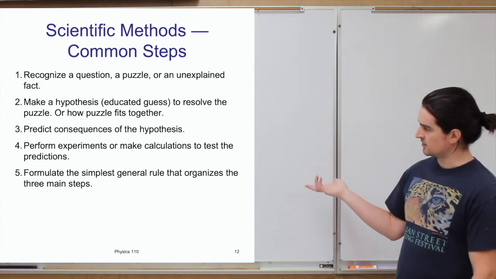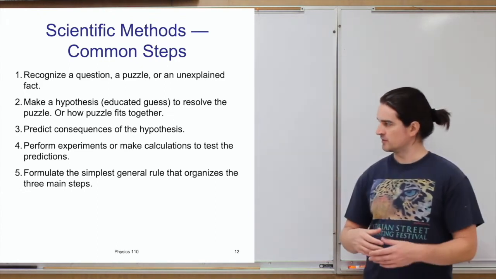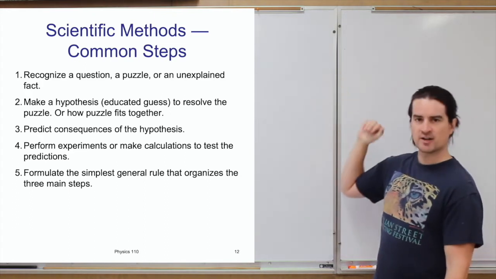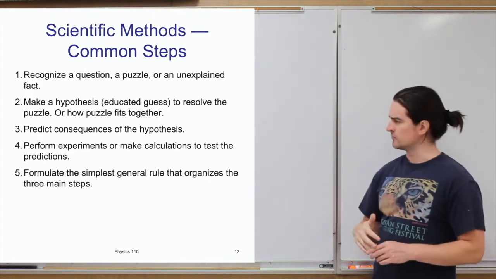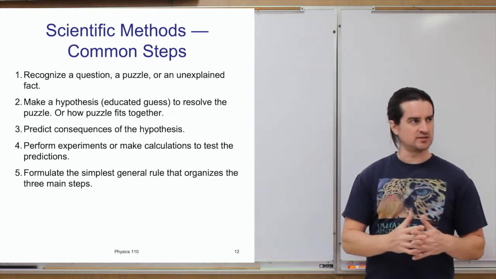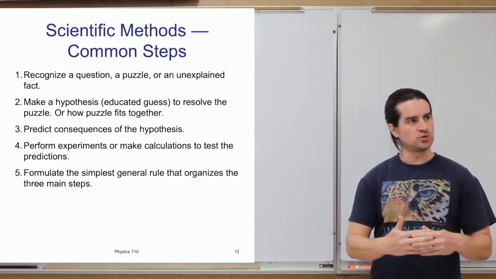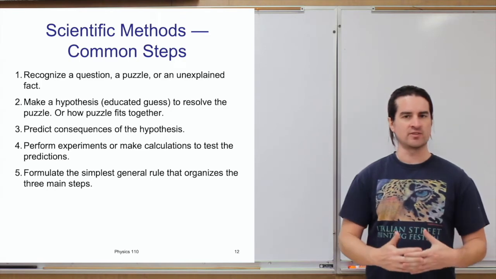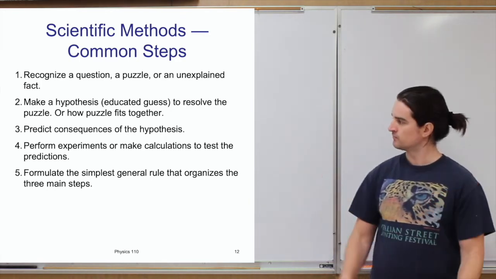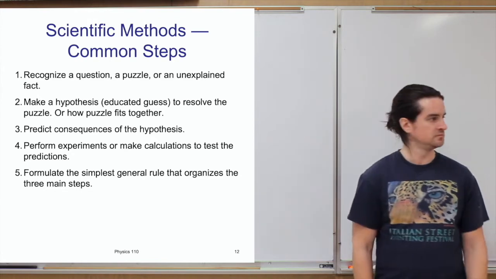And finally, you would formulate the simplest kind of general rule that organizes your hypothesis and how it resolves the puzzle. In a sense, you're essentially just formalizing your hypothesis and putting it into a format that extends beyond just the puzzle you initially were thinking about. And there you go. You have a scientific theory.